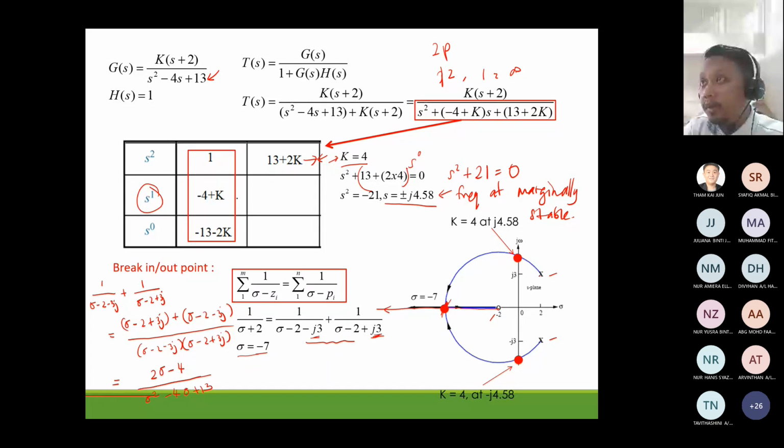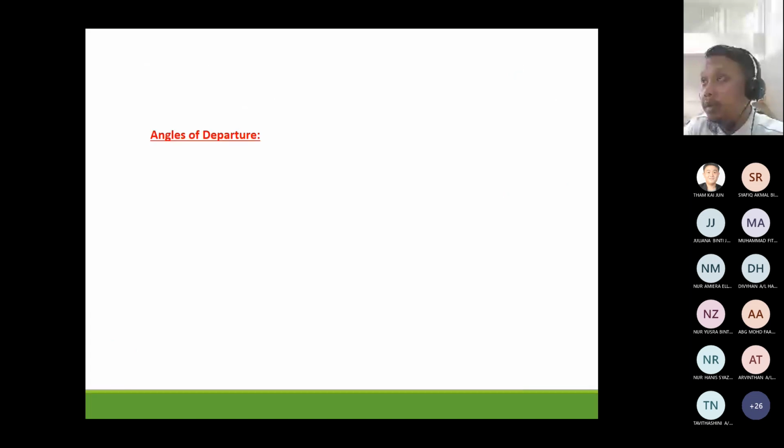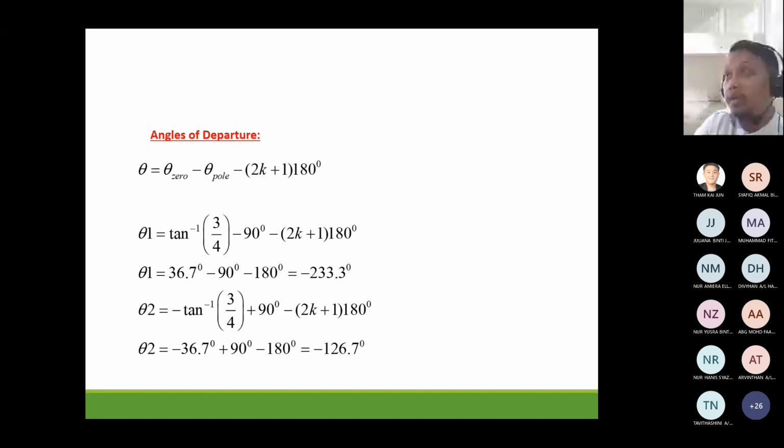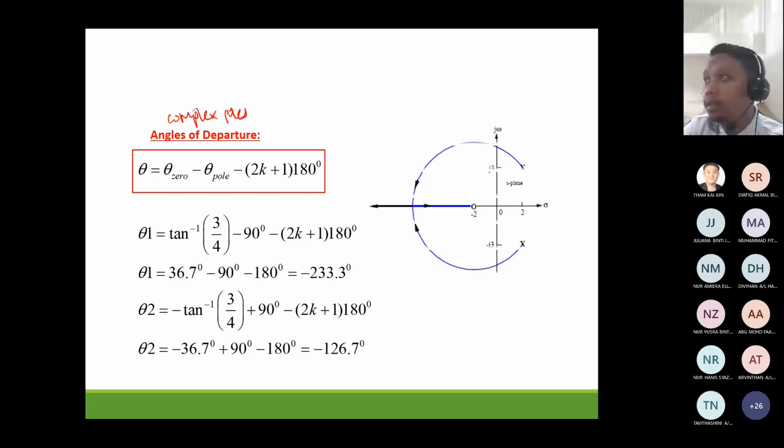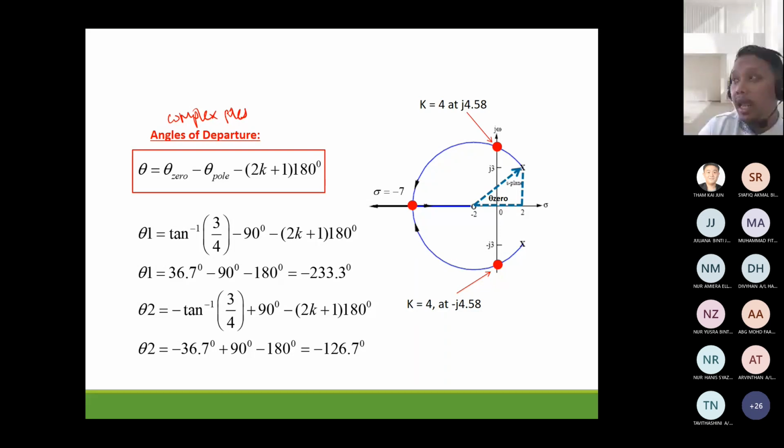And then after we determine the breaking point, we need to determine the angle of departure, okay? Because the question asks you to determine the angle of departure. So angle of departure is only for complex poles. So this is the formula for angle of departure. To determine it, you need to determine the angle from this pole and this zero to this pole here, to this point of interest.